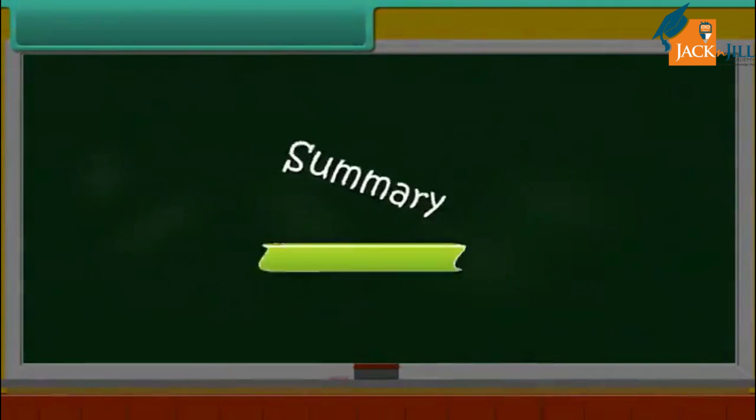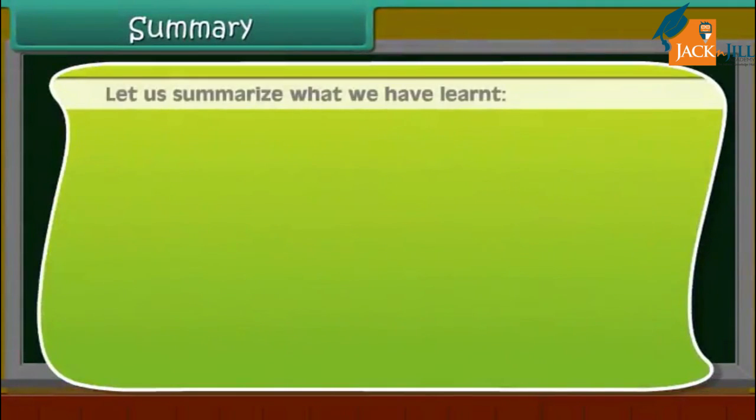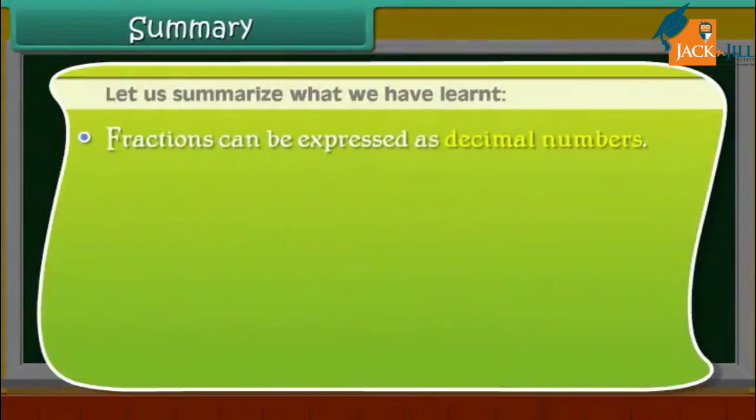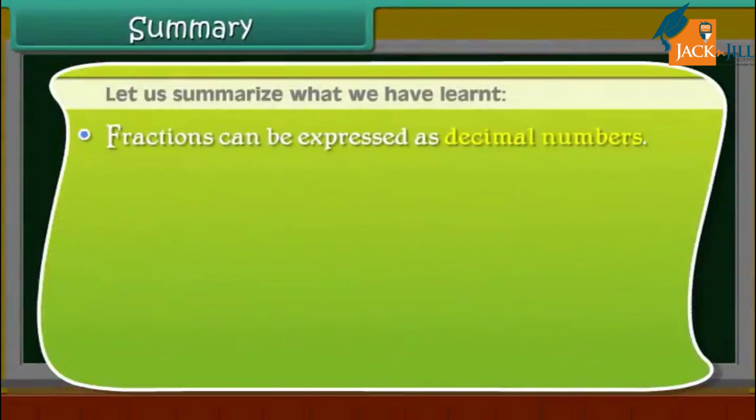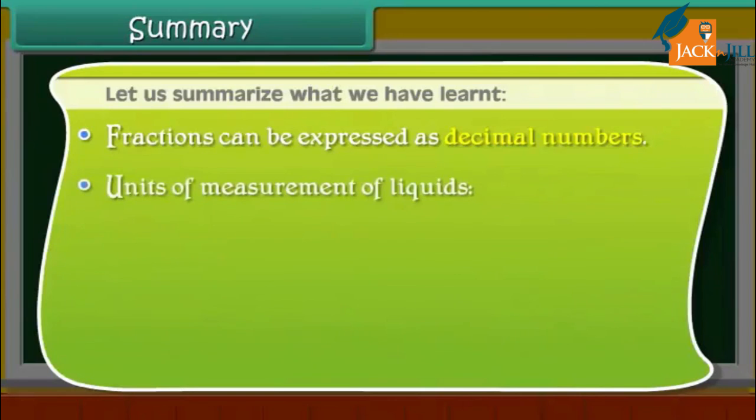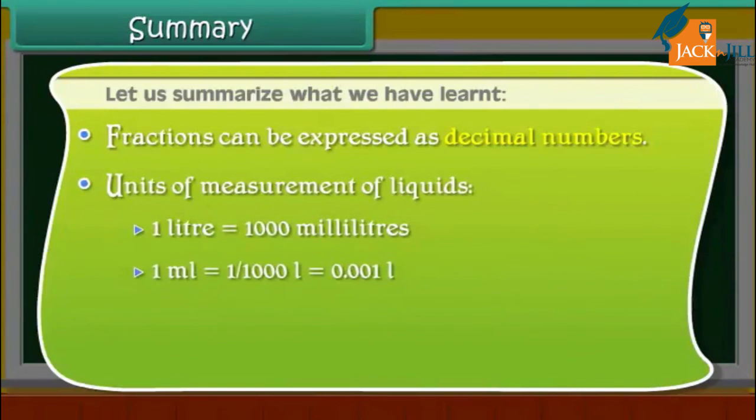Summary. Let us summarize what we have learned. Fractions can be expressed as decimal numbers. Units of measurement of liquids. 1 liter is equal to 1000 milliliters. 1 milliliter is equal to 1 by 1000 liters. That is equal to 0.001 liter. 1 kiloliter is equal to 1000 liters.